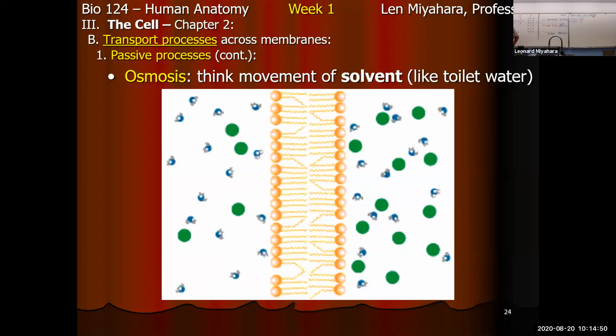Okay, what you want to write next to this slide is this. In order to see osmosis, you have to have two things. You have to have a selectively permeable membrane, that's one. And two, you have to have a solute that can't cross it.